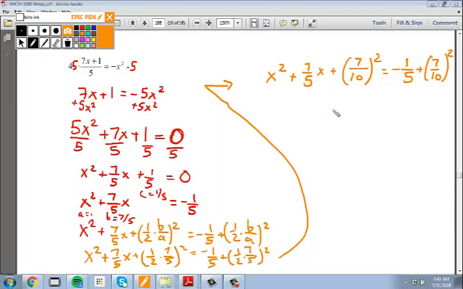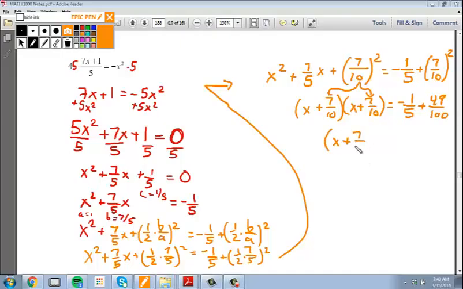Now what I'm going to do is actually factor this the same way as I have before. So this will be x plus 7 over 10. Where is that coming from? Right here. X plus 7 over 10. Where is that coming from? Right here. And then the other side I just need to simplify. So negative 1/5 plus 7 squared is 49. 10 squared is 100. Alright. So this is x plus 7 over 10 squared. But I need to find a common denominator, which happens to be 100.